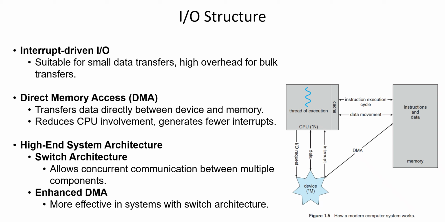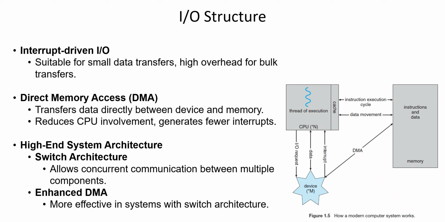Let's go a bit deeper into I/O structure with two important techniques: interrupt-driven I/O and direct memory access, or DMA. Interrupt-driven I/O is suitable for small data transfers, but it creates high overhead when you are moving large amounts of data because the CPU has to be interrupted repeatedly for every small chunk. That's where direct memory access comes in. DMA transfers data directly between the device and memory without the CPU needing to babysit every single byte.